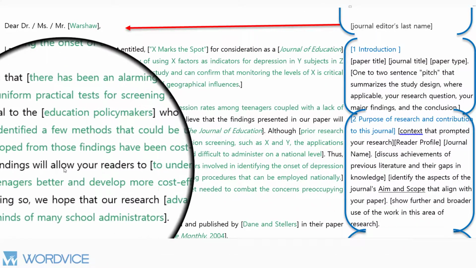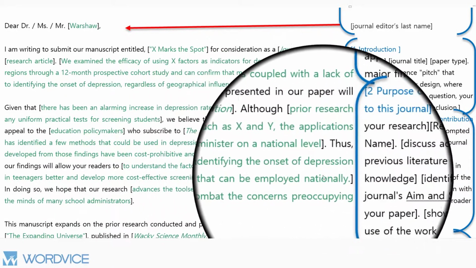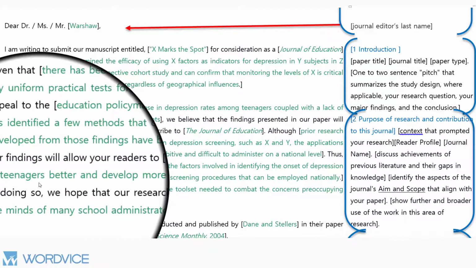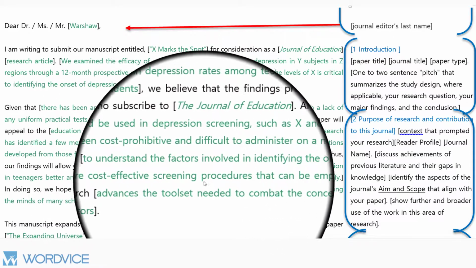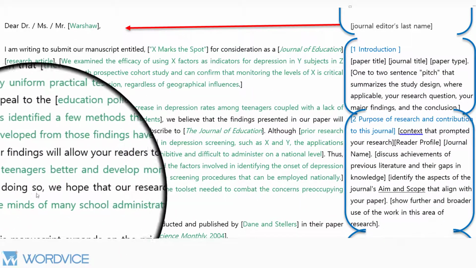Thus, our findings will allow your readers to understand the factors involved in identifying the onset of depression in teenagers, or whatever your study aims to identify or discuss, better and develop more cost-effective screening procedures that can be employed nationally. Here we have the template language again.